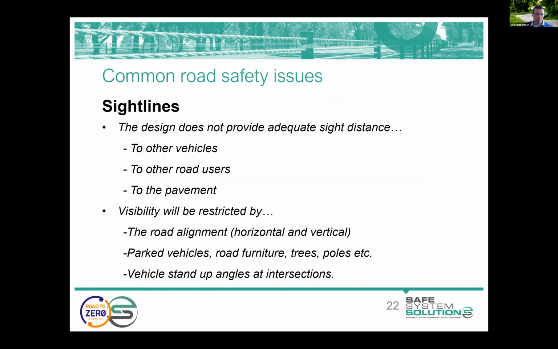A road safety issue that commonly comes up in road safety auditing is sightline issues, in particular restrictions to sightlines. So a design might not provide sight distance between vehicles, from a vehicle to another road user, such as a pedestrian at a crossing point, or to the pavement. Now, there's a list of sight distance requirements as long as your arm in the Austroads guides. I'm sure you've heard of some of them.